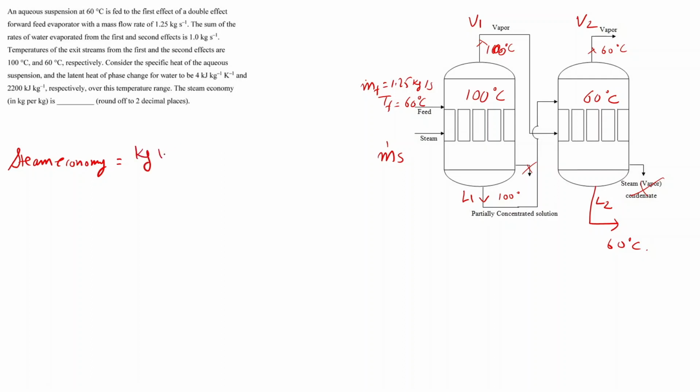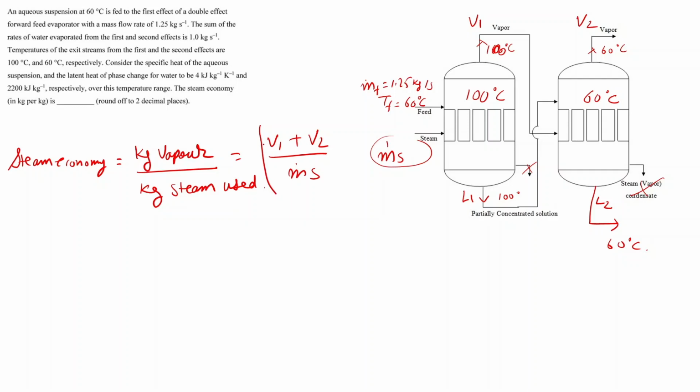So we can write it as kg vapor upon kg steam used. In this case, the vapor generated will be V1 plus V2, and the steam we have considered as m dot s. So for the steam economy, we have to find these three terms. For that, we will write the mass balance and energy balance across both of these evaporators individually and then equate them to find the desired values.